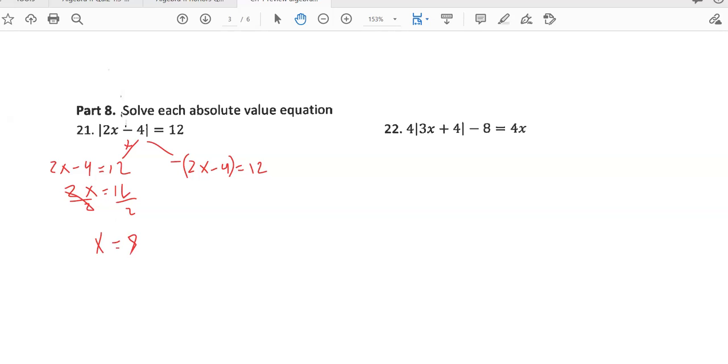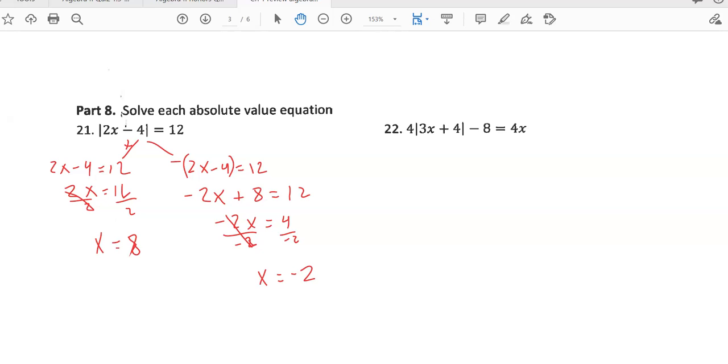Definitely a good idea to check that value to make sure it works. You can plug it back in and see if it works. Always a good idea, especially with these kinds of problems. Sometimes you find they don't work. Subtract 8, you get negative 2x equals 4. Divide by negative 2. You get x equals negative 2.